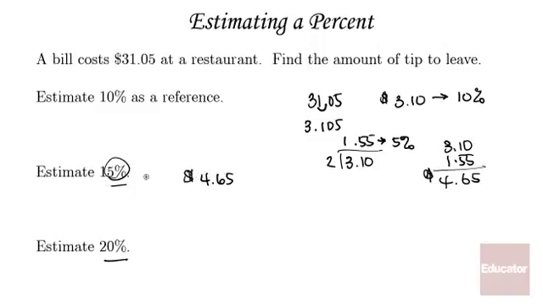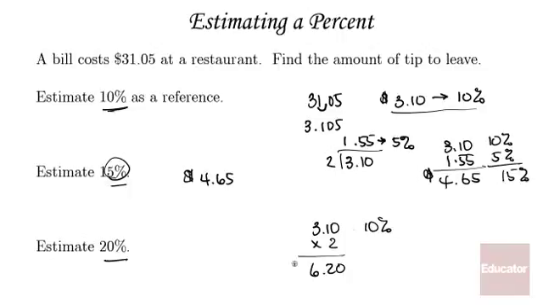So a quick recap is we took the 10% as a reference and took half of the 10%, which is the 5%, and then added it back together with the 10%, because the 10% plus the 5% gives us the 15%. And then estimate 20%. Well, that's pretty simple. Once you have 10% as a reference, you just double that. So 3.10 is 10%, and you're going to double that, times 2 gives you 6.20, and that's your doubled percentage to 20%, so $6.20.